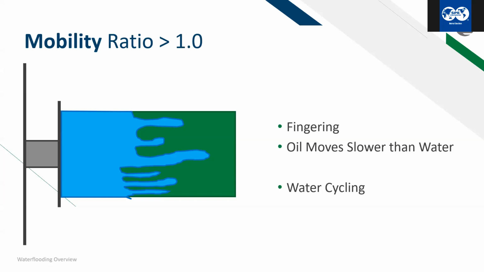When you have a mobility ratio that's greater than 1 like this, then what you end up having is a lot of water cycling. You can have water cycling in a water flood for multiple different reasons. You could have a fast zone, as we talked about before. You could have just a poor mobility ratio. There are lots of reasons.